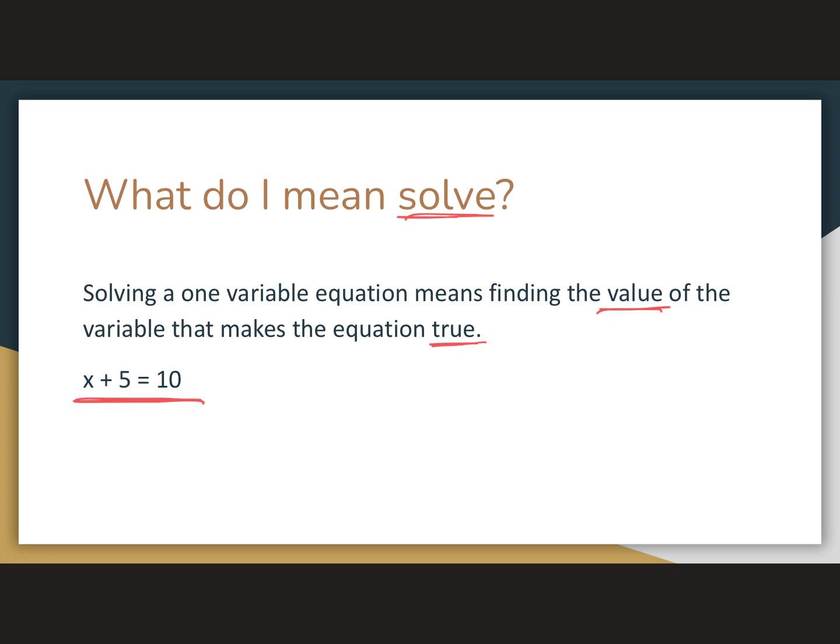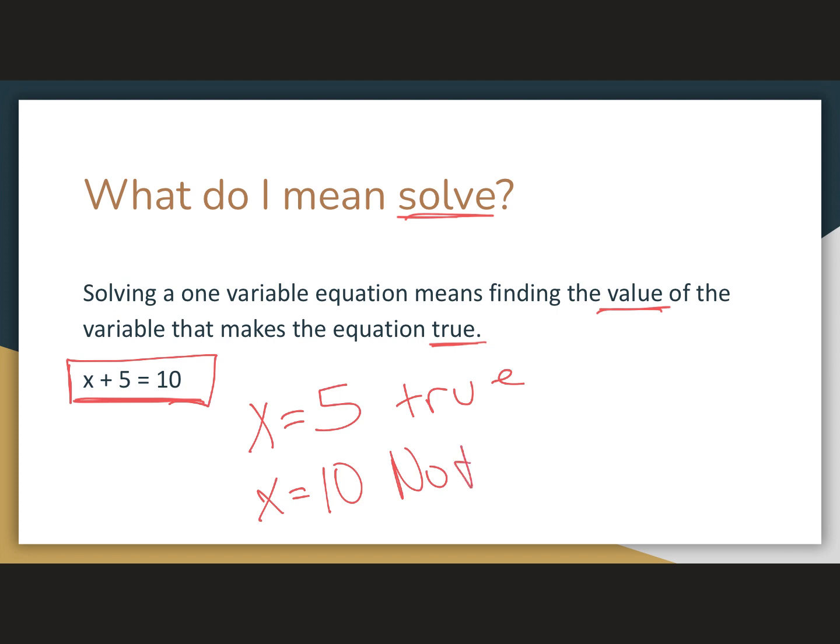In order to solve this, I could just look at it and say, well, I know that if x equals 5, it's true. 5 plus 5 equals 10. If x is 10, it's not true. So we are looking for the value that makes it true.